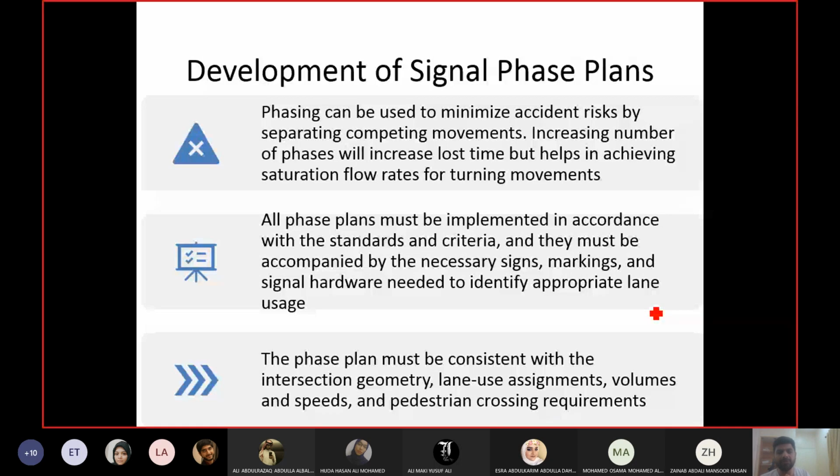For example, if in one phase you are allowing straight and left turning both, in the same phase, then you can have one lane for both of them. For both movements, you can have one lane because they have the same time. So in that case, you need one lane. You don't need any separation, and on that lane you can mark that this lane is for straight and left both. But if you are giving separate phases for turning movements, then the left turning lane should be separate.